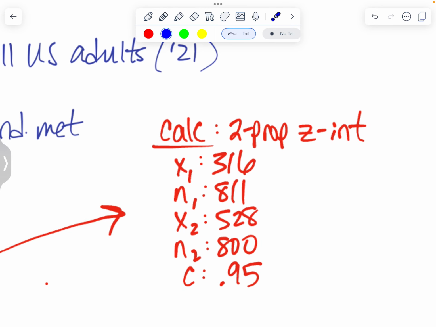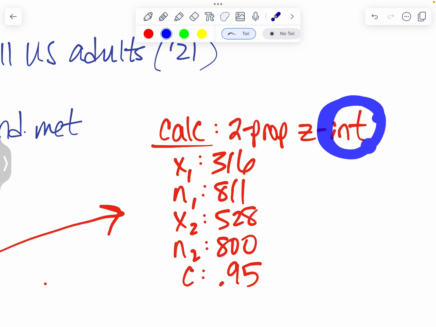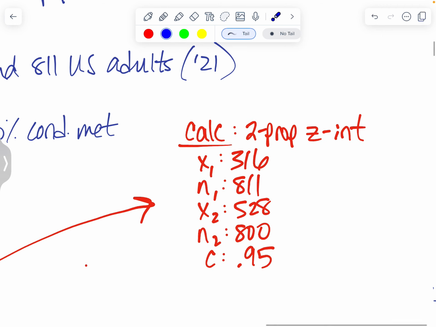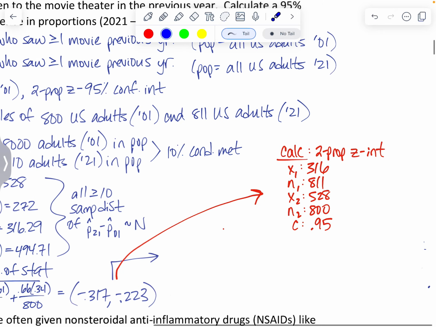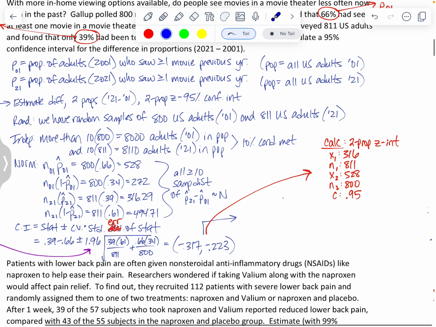What you're going to have to do is go under the interval menu. Don't choose the one that says test. We're not ready for that yet, you guys. 2prop_z int. And it asks you for a bunch of stuff. The X1 means the number of people in 2021, the beginning of the subtraction, that said, yes, I went to a movie, and it's the whole number of people. So it's actually the n times p hat of 2021. So that was the sample size times this proportion said, yes, I went to a movie in the last year.